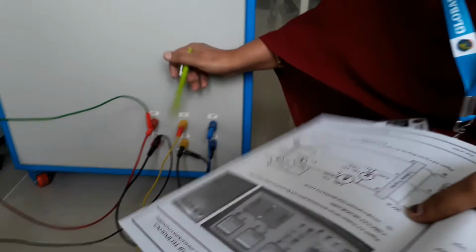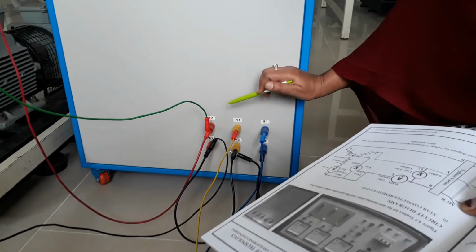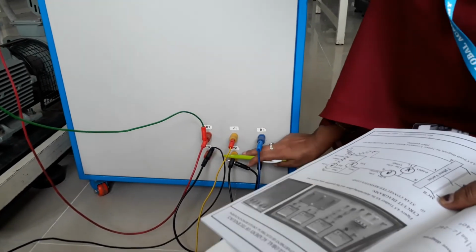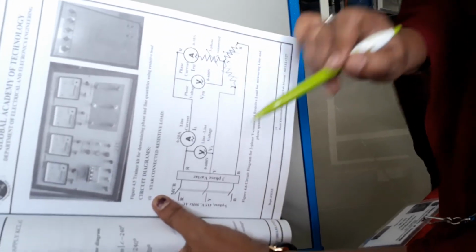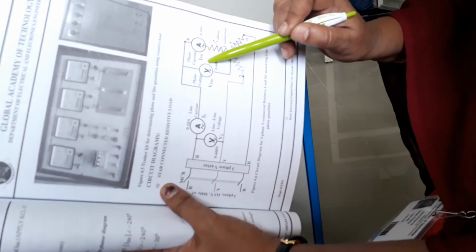And the load connection, I have connected it as star here. Because I have joined all the finishing terminals, I have formed this neutral. So now this connection is over. Now I have to come to these voltmeters.